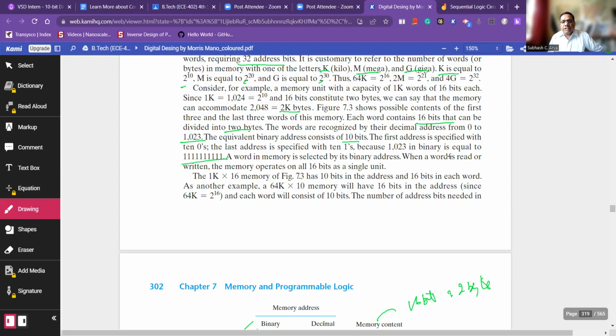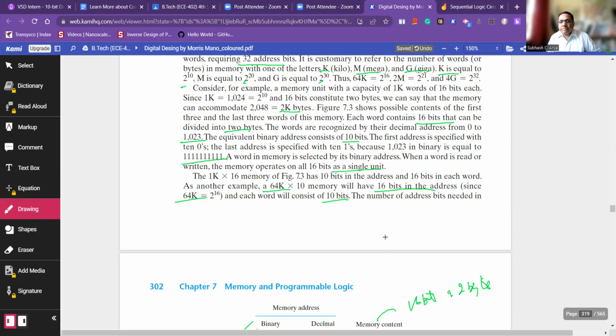A word in memory is selected by its binary address. When a word is read or written, the memory operates on all 16 bits as a single unit. So the 1K by 16 memory of figure 7.3 has 10 bits in the address and 16 bits in each word. As another example, 64K by 10 memory means 10 is the word size, that is the data size, and 64K is the number of words. We'll have 16 bits in the address, since 2 to the power 16 is equal to 64K, and each word will consist of 10 bits.